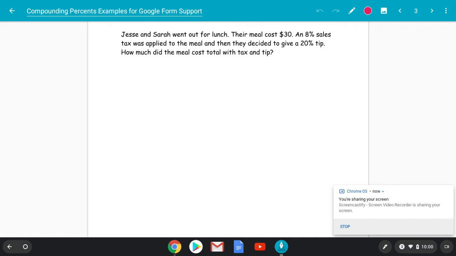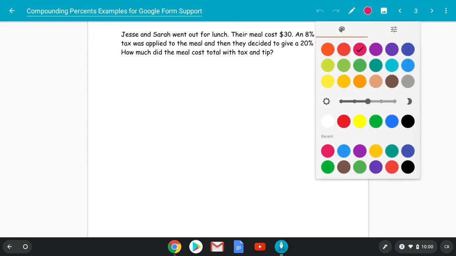Okay, so for this question, Jesse and Sarah went out for lunch. Their meal cost $30. An 8% sales tax was applied to the meal, and then they decided to give a 20% tip. How much did the meal cost total with tax and tip?